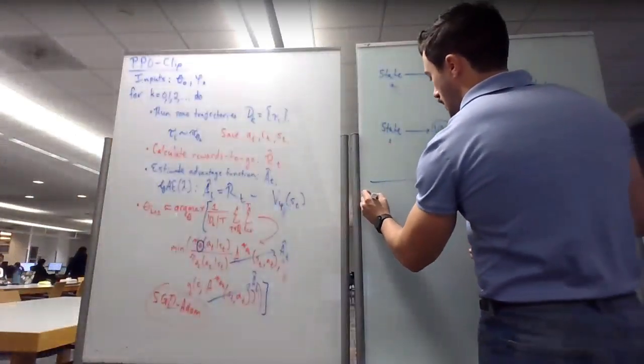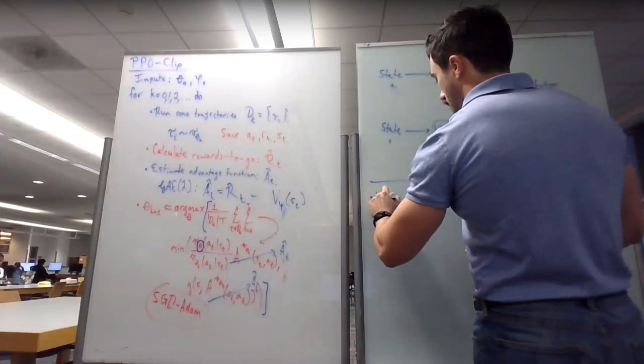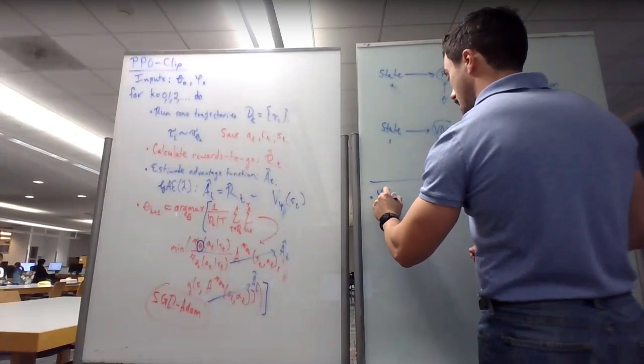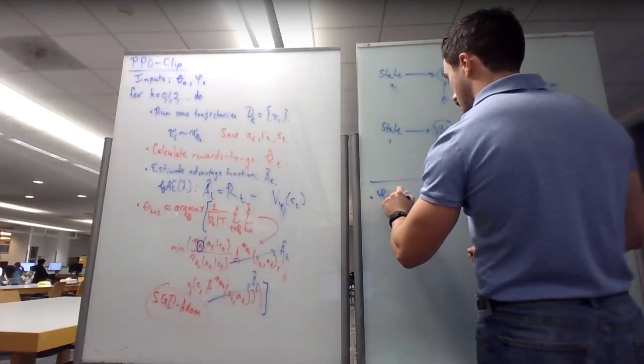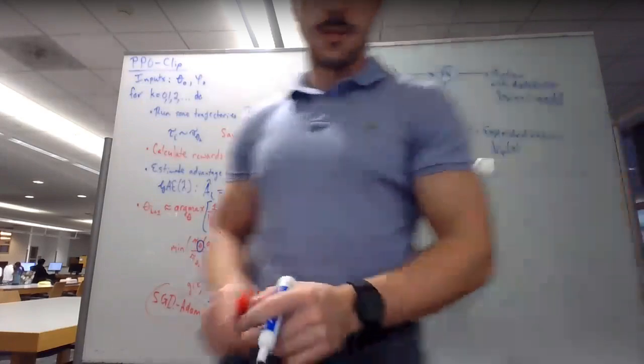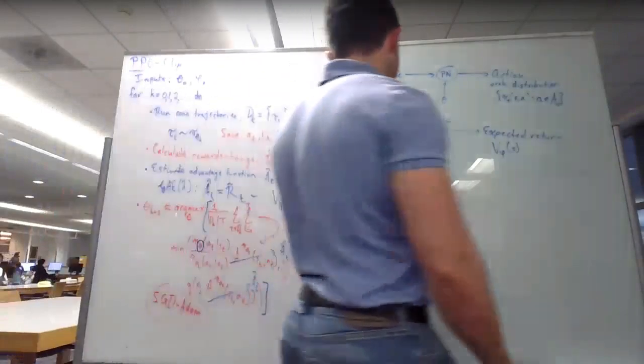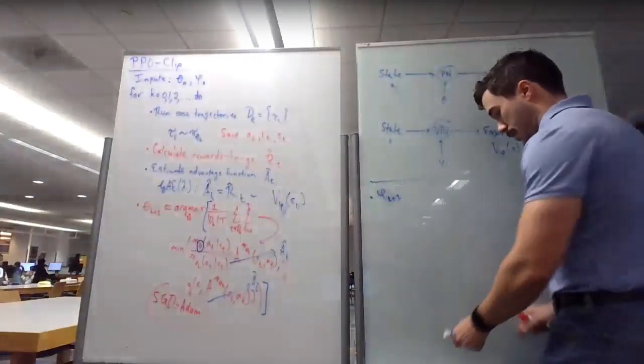Now, you want to update your value network's parameters. Is it theta or v k plus 1? So how do we get that? This should be. Do this in here.